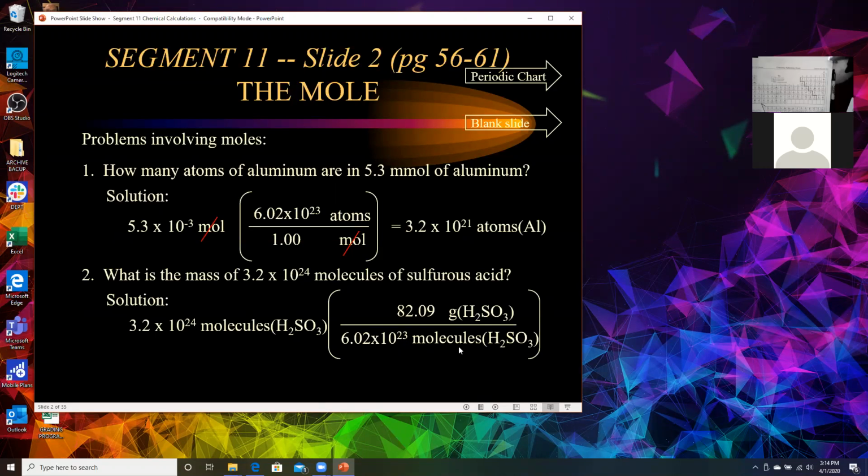6.02 times 10 to the 23rd molecules does weigh 82.09 grams. So the numerical value of that conversion factor, including the units, is 1. The numerator is equal to the denominator. And so whenever you divide something by itself, you get a 1. So when I do my math, I can cancel out the units that I wanted to get rid of. And so I get 440 grams of sulfurous acid would be the mass of 3.2 times 10 to the 24th molecules of sulfurous acid.